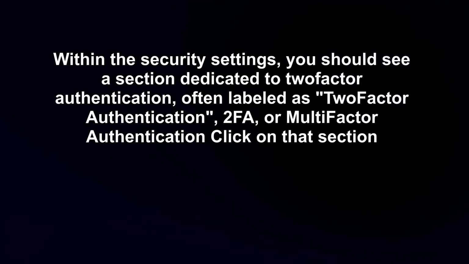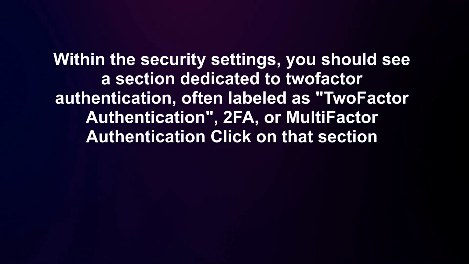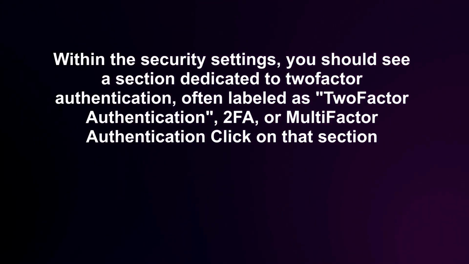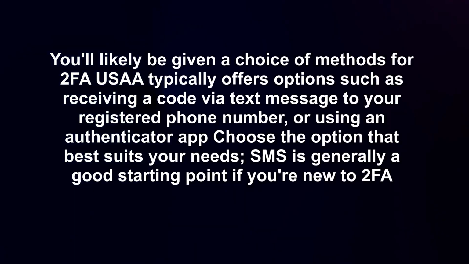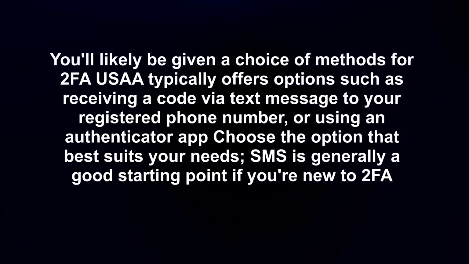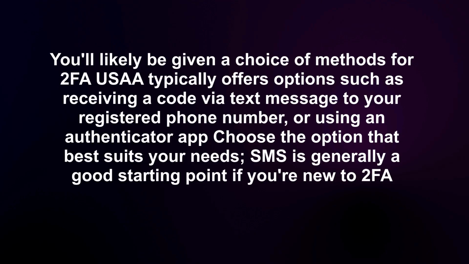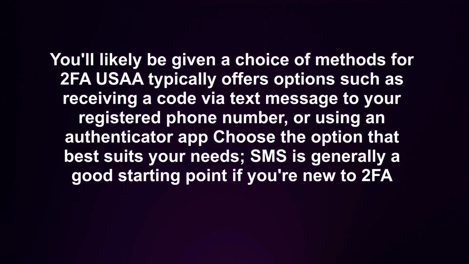Within the security settings, you should see a section dedicated to two-factor authentication, often labeled as two-factor authentication, 2FA, or multi-factor authentication. Click on that section. You'll likely be given a choice of methods for 2FA. USAA typically offers options such as receiving a code via text message to your registered phone number, or using an authenticator app. Choose the option that best suits your needs.